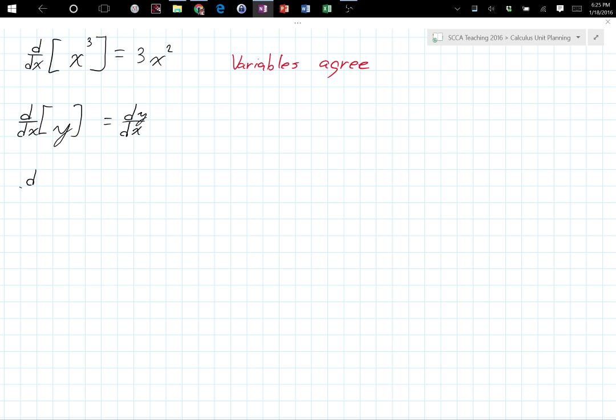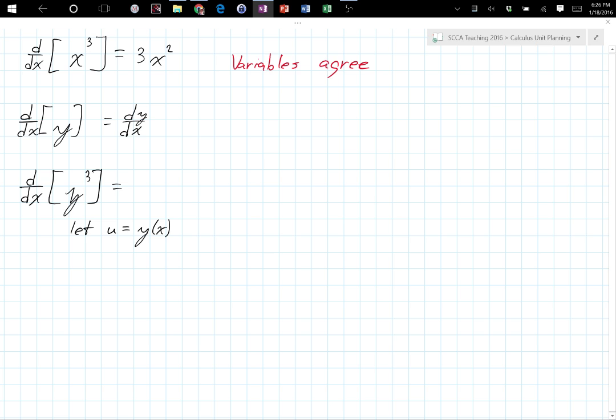Now, what happens if we have something a little more complicated? So what about the derivative with respect to x of y cubed? Well, I'm going to note that the variables don't agree, but I'm assuming that y is a function of x. So I'm actually going to use the chain rule. And the chain rule says that I'm going to choose a u. I'm going to say let u equal y of x. Now I'm putting the of x explicitly.